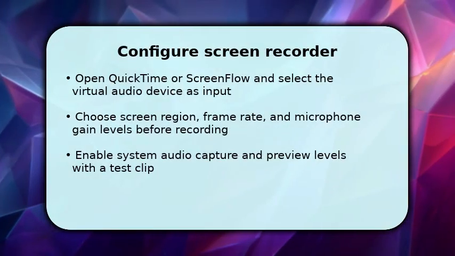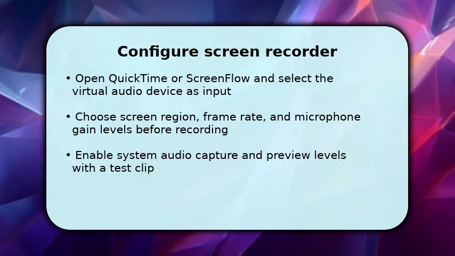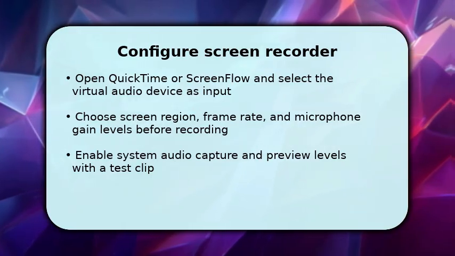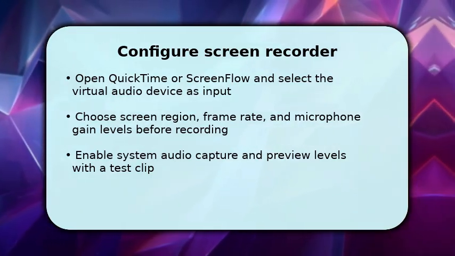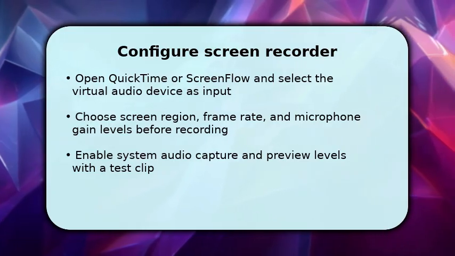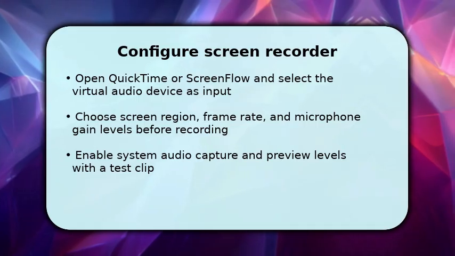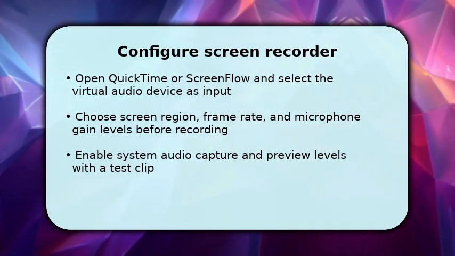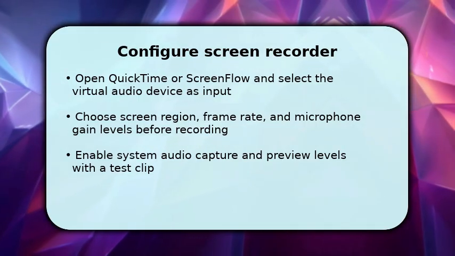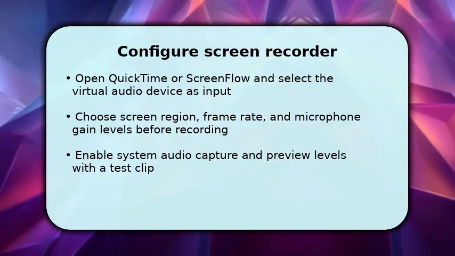Now configure your screen recorder to use the virtual input you created. In QuickTime, choose New Screen Recording, click the arrow, and pick the virtual device. In ScreenFlow or OBS, set the audio input and monitor levels. Select the screen area and frame rate. 30 FPS is typical, 60 FPS for motion. Adjust mic gain so voice peaks around -6 dB and test capture for system audio balance.